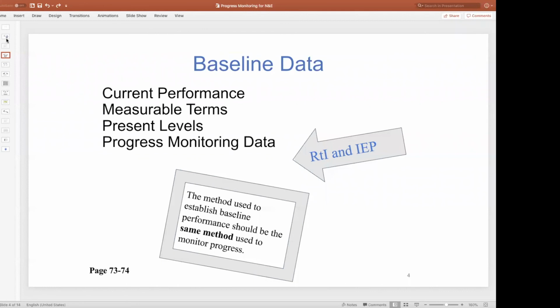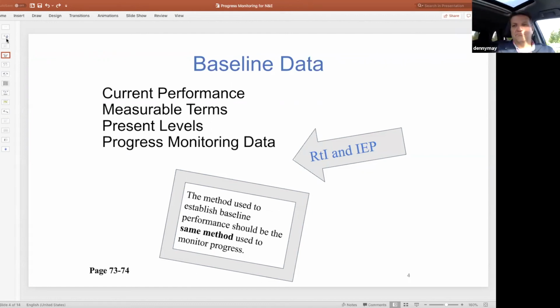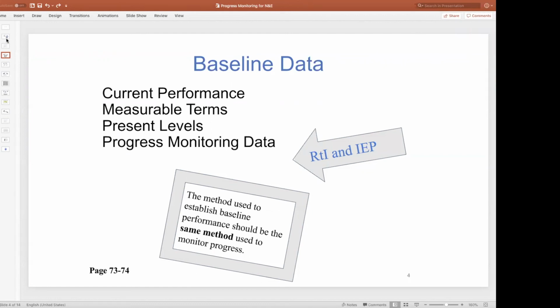So I have a question. So we can use the RTI data? At the school I'm in, we have it set up to where it goes by the standard and everything. So can we use that as the baseline data? Pretty useful for me. It's about progress monitoring.